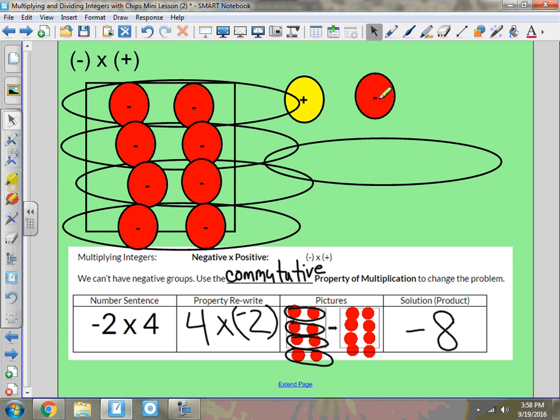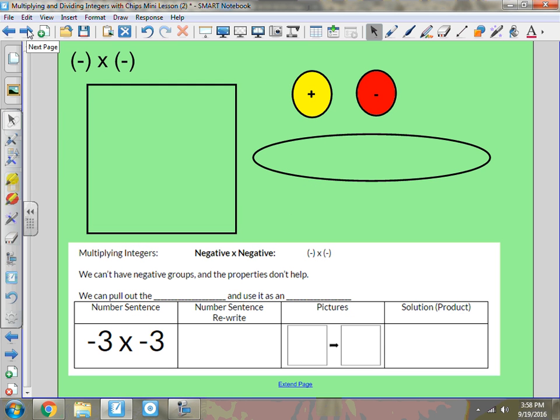All right, let's try another one. We're going to switch it up even more. So in this example, I've got a negative times a negative. Now, before, we were able to just switch those orders, switch the order using the commutative property, and that doesn't do us any good this time. So we can't have negative groups, and the properties don't help us. So instead, we're going to pull out the negative, and we are going to use it as an opposite. Remember, we talked about how opposite of integers, we can use that negative sign to mean the same thing.